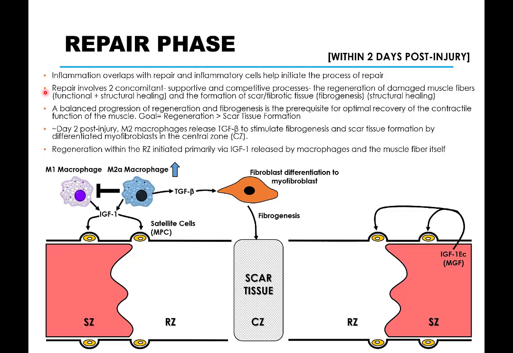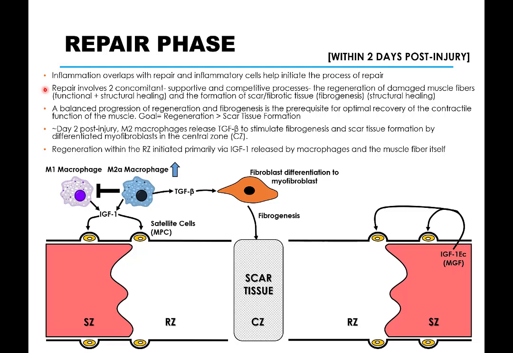So first, let's define repair and what it comprises of. Repair is just a general term, but there are two processes of repair that are supportive and competitive at the same time. These two processes of repair are differentiated by the type of healing they provide. One process of repair is regeneration, which involves the reconstruction of the damaged segments of the muscle fiber to restore the muscle fiber back to its original shape.